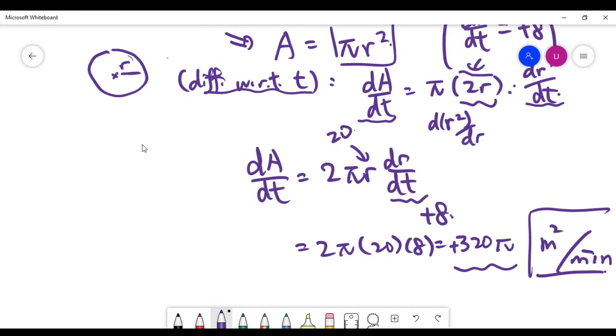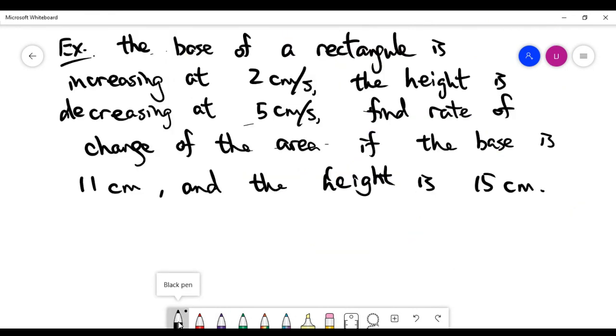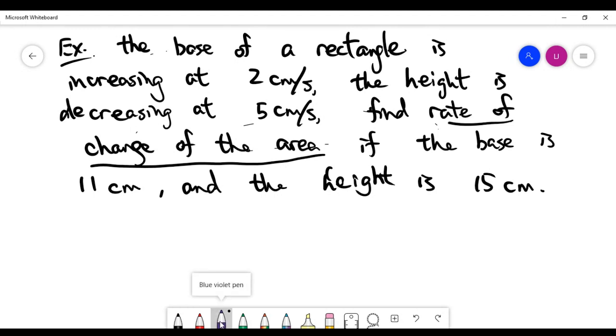And let's look at one more example. So please look at the current example now. I give you the rate of change of the base of a rectangle with respect to time t, and also the rate of change of the height with respect to time t. And now I'm asking you the rate of change for the area of the rectangle, right? So let's try to do this problem together.